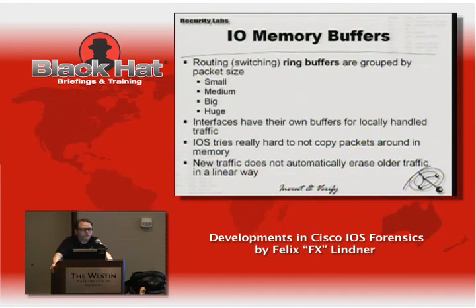So that all means that new traffic does not necessarily overwrite older traffic in a linear and predictable, well, in a predictable, yes, but not in an expected way. It means that if you have lots of traffic on regular TCP packets, like 1400 bytes, it will all end up in the medium buffers. While if someone is sending bigger stuff or smaller packets, they end up in different ring buffers.